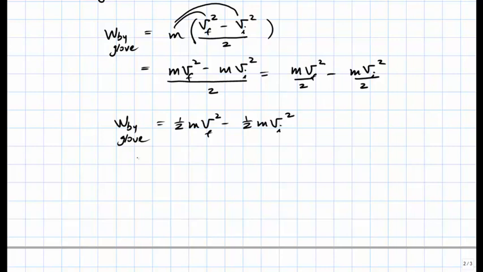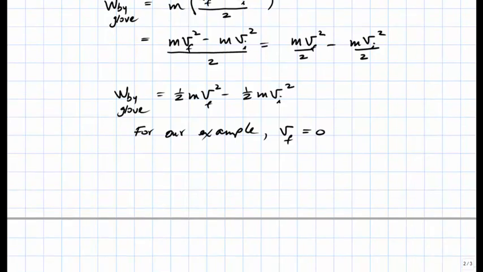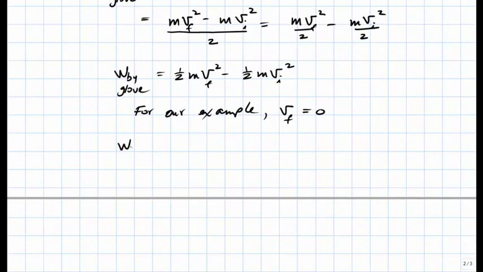Now, for our example, v final equals 0. Therefore, the work done by the glove will just equal 0 minus 1/2 mv initial squared, right? Because if v final is 0, then this whole term goes to 0, and we're only left with the right-hand term.